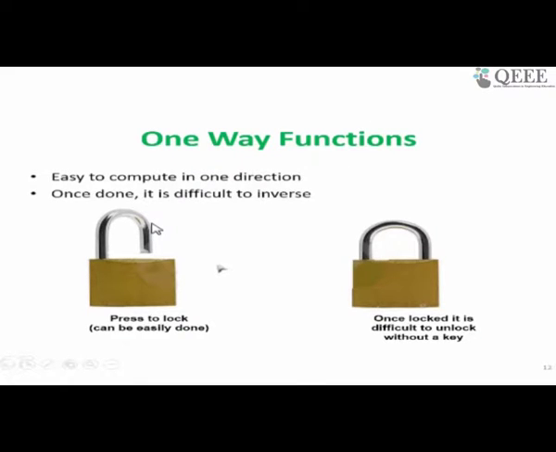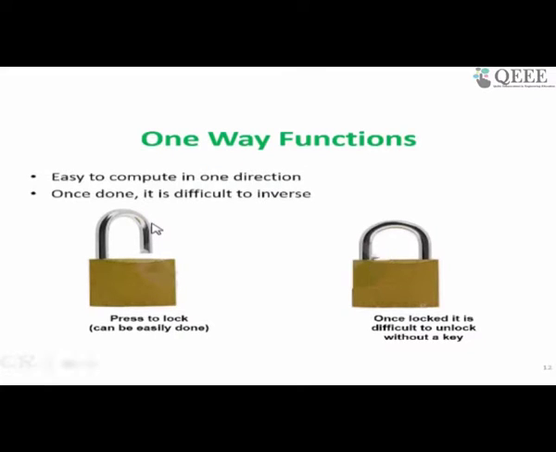To give you an example of what a one-way function is, you could think of this particular lock. This is the press lock. I'm sure many of us have seen these locks, where in order to lock this particular lock, all you have to do is put this inside the hole and press it, and then it becomes locked. So you see that this is easy to compute. You just need to press the lock and it will lock, and it can be done quite easily.